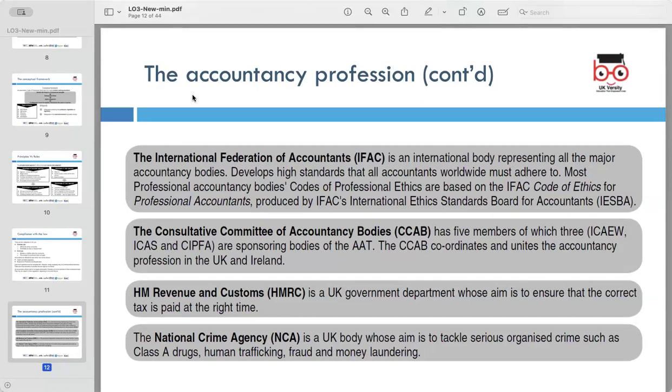Yes. So next one is CCAB, the Consultative Committee of Accountancy Bodies, purely UK based, with five members, of which three are ICAEW, ICAS and CIPFA: Chartered Accountants of England and Wales, Scotland, and the Chartered Institute of Public Finance and Accountancy, which are sponsoring bodies of the AAT. So the CCAB coordinates and unites the accountancy professions in the UK and Ireland. CIMA was a member of CCAB, but I think for some reason they just quit.